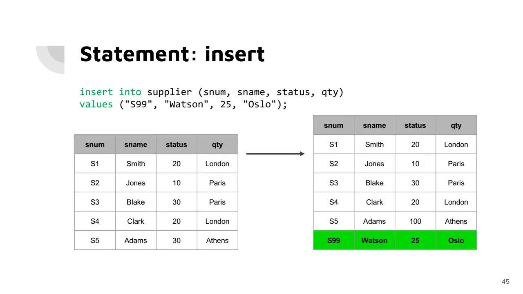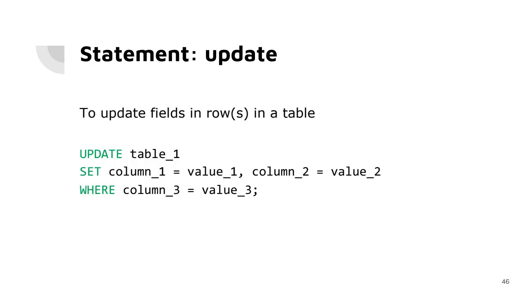So for instance, to insert a row in the supplier table, you specify the columns of supplier and then all the values. So snum gets the value S99, Watson is the supplier's name, 25 is the status, and Oslo is the city, and then it gets added to the table. And so not really complex.